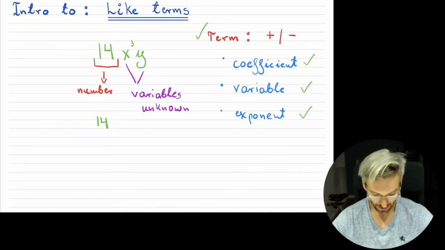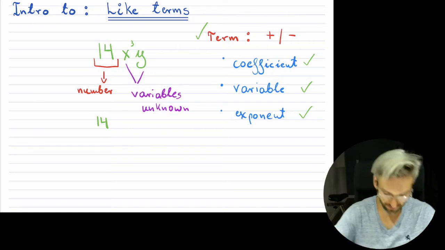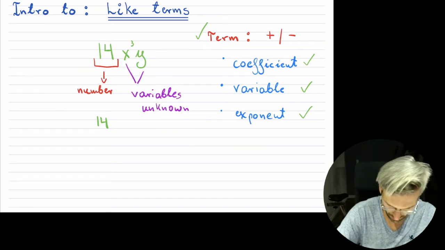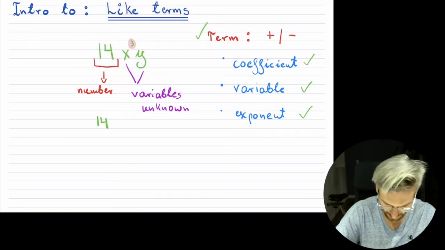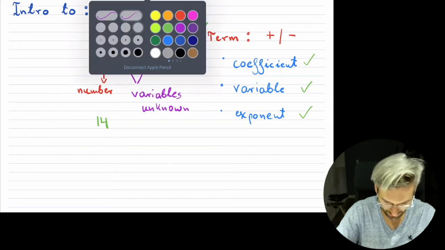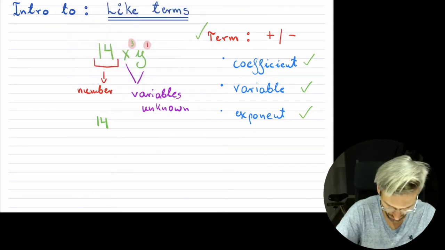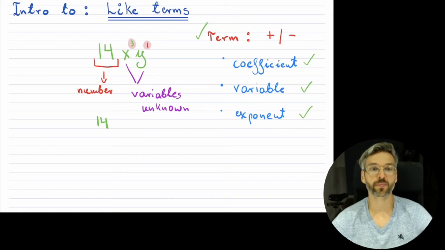Now, these variables also have exponents. In this case, we do have exponents. For x, we have an exponent of 3, and for y, although technically you don't see it, the exponent is 1.